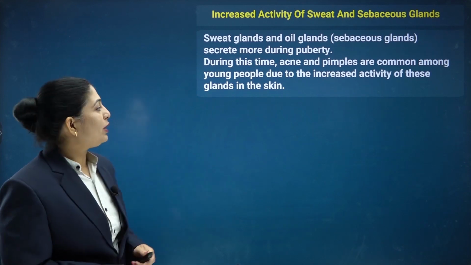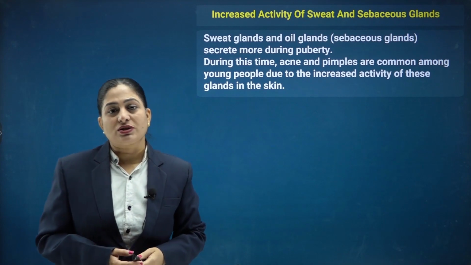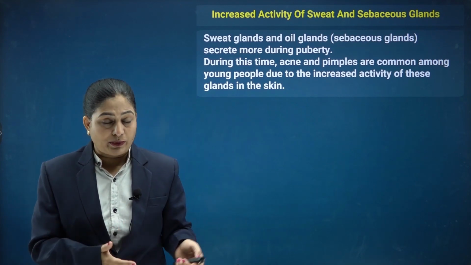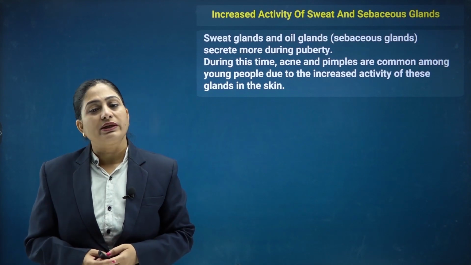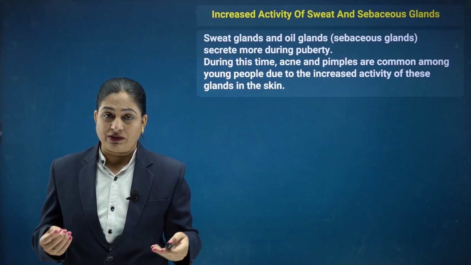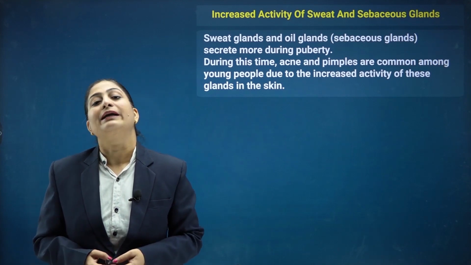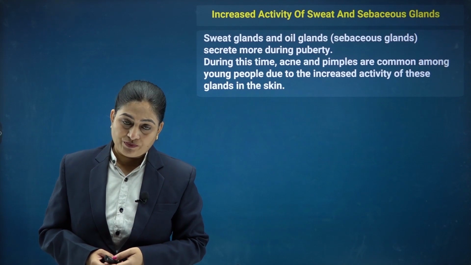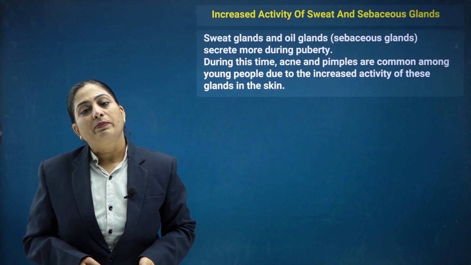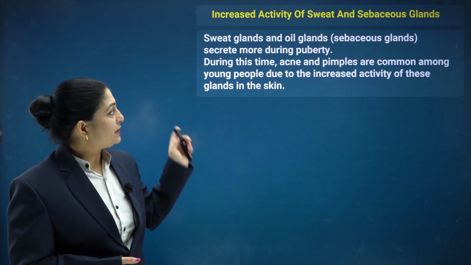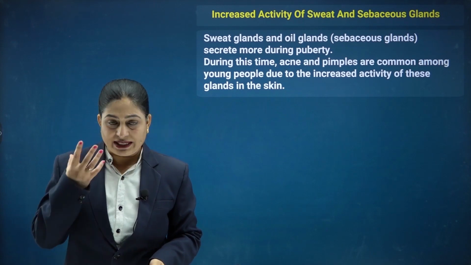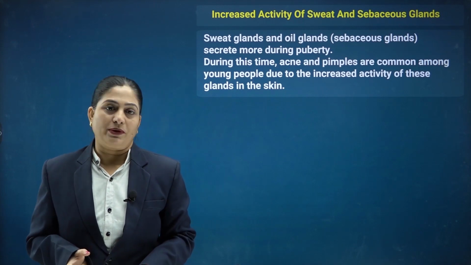So sweat glands and oil glands, that is, the sebaceous glands, secrete more during this puberty period or at the age of adolescence. During this time, acne and pimple problems are very common because the amount of oil released by the sebaceous or oil gland is now large. So acne and pimple problems are very common among young people, and that is due to the increase in secretion of these glands on the surface of the skin.